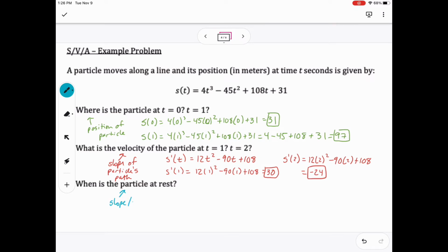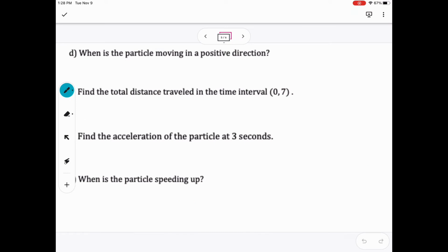Now, the third question is asking when is the particle at rest? That means when the slope or the velocity is 0. So I'm going to take my first derivative and set it equal to 0 and try to solve. I can take out a 6 from both sides to make my quadratic a little easier to factor. Then I can find that it's 2t minus 3 times t minus 6. Setting those both equal to 0 and solving gives me 3/2 and 6.